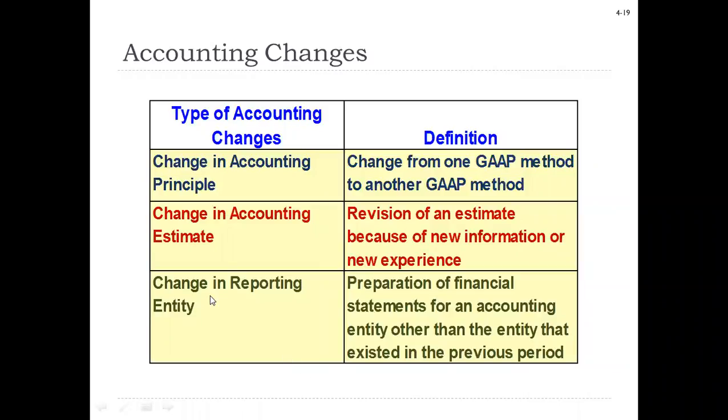A change in reporting entity is when the company itself is different because of some change, usually either adding or selling off a subsidiary or a major portion of their business. That's called a change in reporting entity. In another chapter, we will look at how we do the accounting for each one of these types of changes. But for now, just be aware of the definition of what these three different types of accounting changes are.